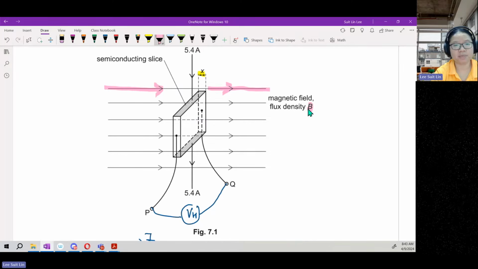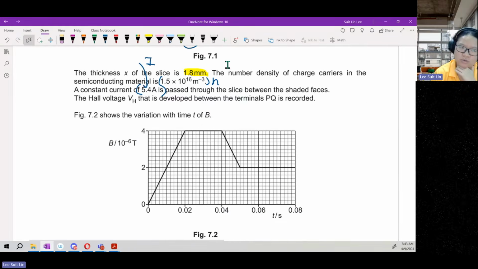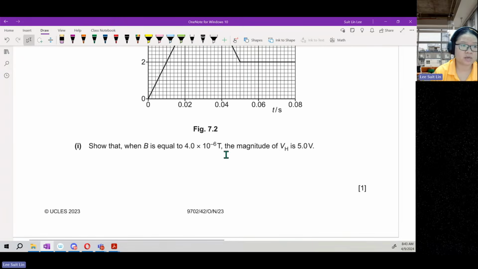The value of B will increase to 4 in 0.02 seconds, stay constant for another 0.02 second, decrease to 2 in 0.01 second, and then continue at 2 until the end, 0.08. So your B changes. Show that when B is equal to 4.0 times 10 to the power negative 6, the magnitude of VH is 5 volt.